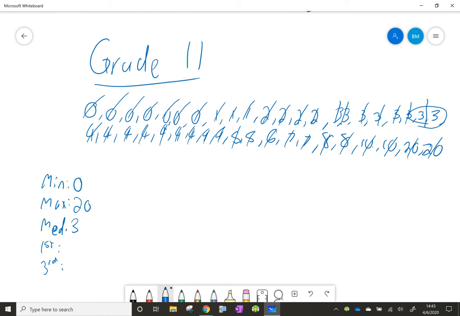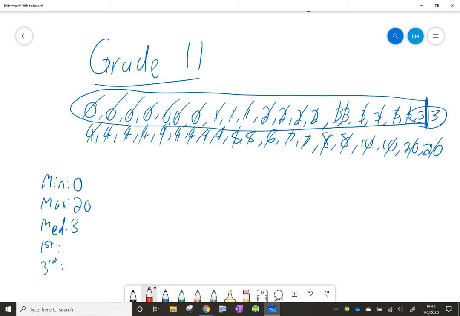Now my first quartile. My first half of the data is going to be everything here. So let's recount these. 1, 2, 3, 4, 5. 1, 2, 3, 4, 5. And then 1, 2, 3. 1, 2, 3. 1, 2. 1, 2. Okay, so we have a 2 in the middle. It's our first quartile.